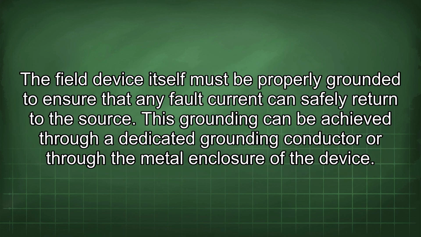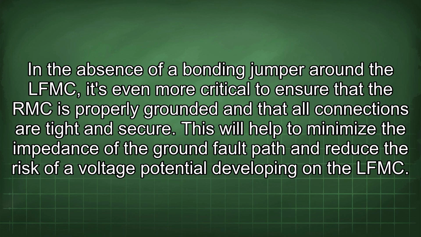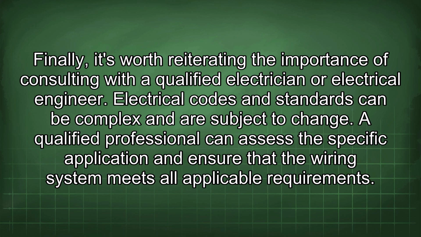The field device itself must be properly grounded to ensure that any fault current can safely return to the source. This grounding can be achieved through a dedicated grounding conductor or through the metal enclosure of the device. In the absence of a bonding jumper around the LFMC, it's even more critical to ensure that the RMC is properly grounded and that all connections are tight and secure. This will help to minimize the impedance of the ground fault path and reduce the risk of a voltage potential developing on the LFMC.